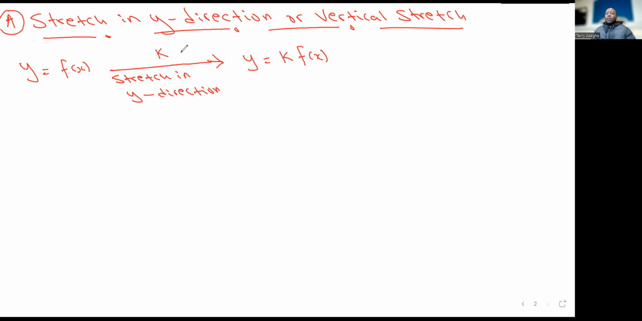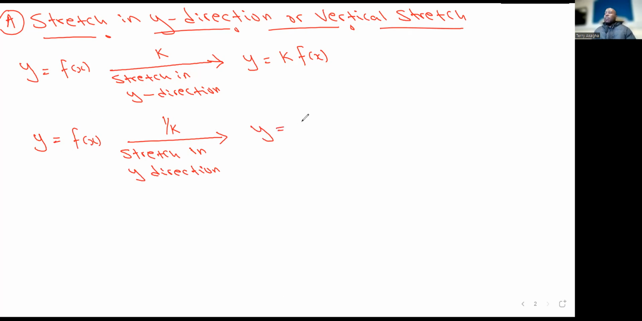Or if, for instance, you have y is equal to f of x and you're stretching it by 1 over k, you're still stretching in the y direction, in one direction. The same thing, you multiply the original function by 1 over k, so y is equal to 1 over k f of x. So remember, in this case, the k is the stretch factor.